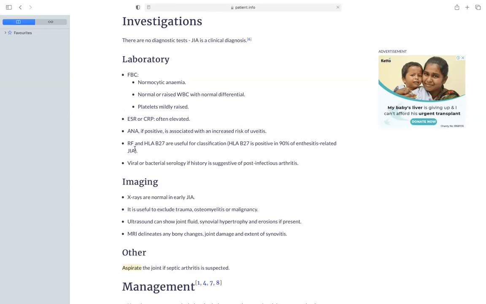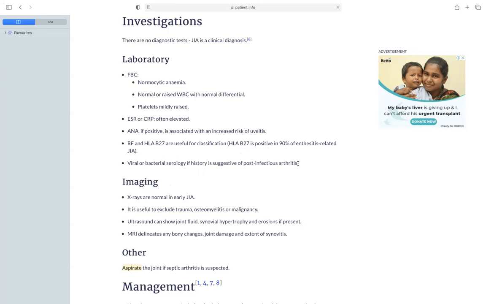Okay. Other things are the rheumatoid factor and HLA-B27, which are useful for classification, because HLA-B27 is positive in 90% of enthesitis-related JIA. So other things you will do are rheumatoid factor and HLA-B27. Next is viral and bacterial serology if the history is suggestive of post-infectious arthritis.